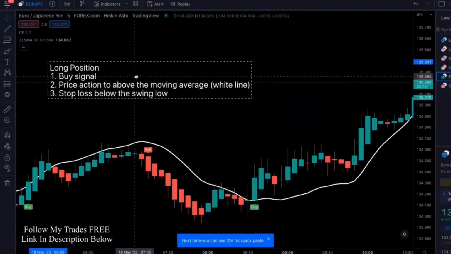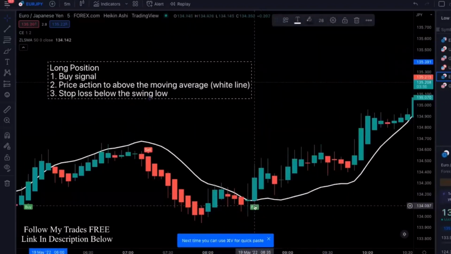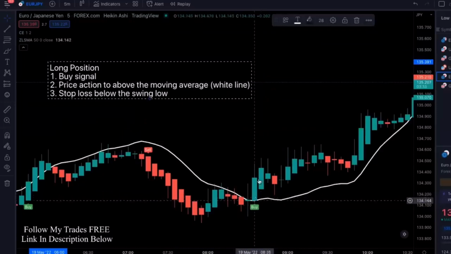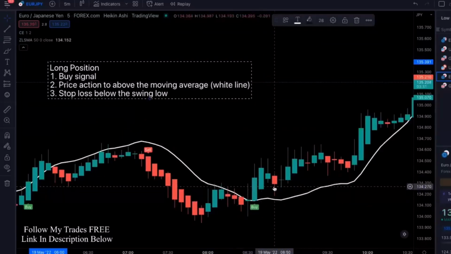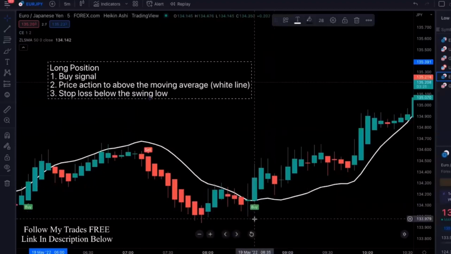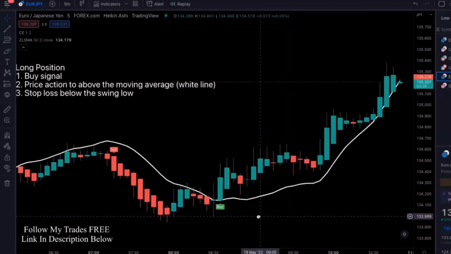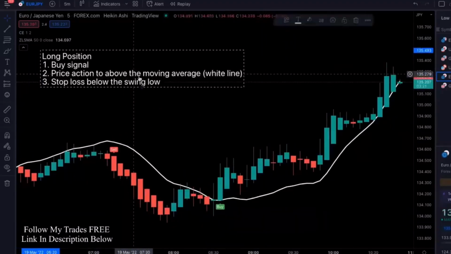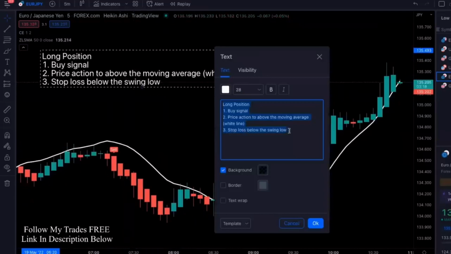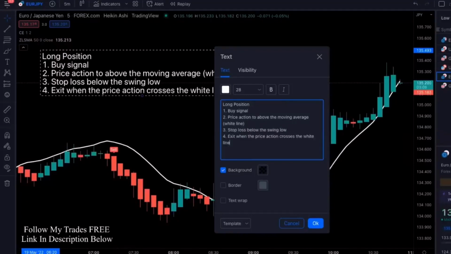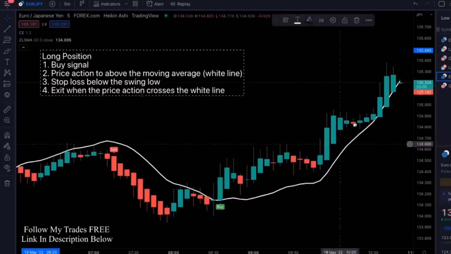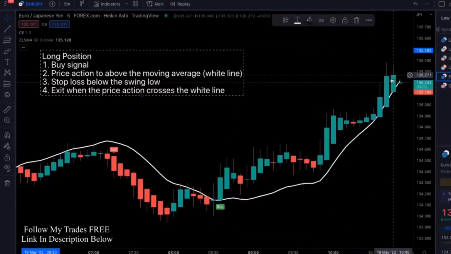For a long position, like right here, first you get the signal, you make sure that the price action is above this white line, and then you'd set your stop loss below the swing low. Now you're going to ask, where do you take profits? How do you exit? You exit when the price action crosses the white line. So this is still going on. This trade would still be going on.